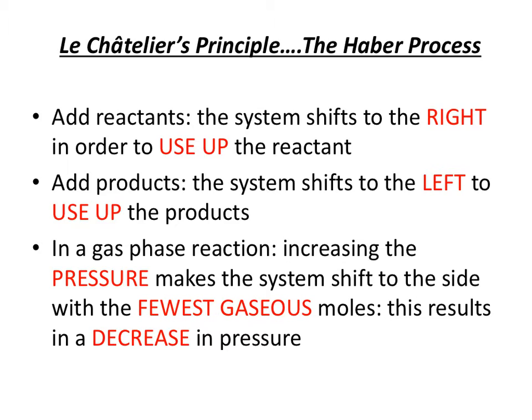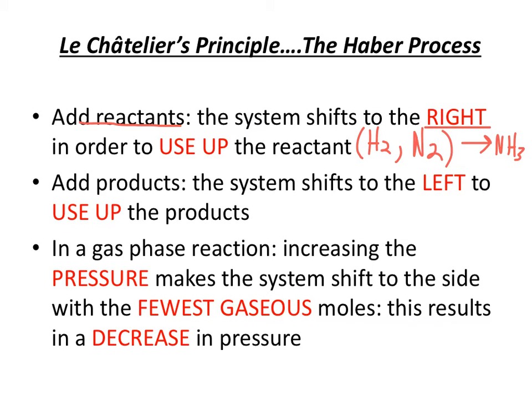So to put this in words, if we add reactants, the system shifts to the right in order to use up the reactant. In other words, if we add H2 or N2 into the system, we are going to have a shift to the right that uses up these new concentrations of hydrogen and nitrogen gas to produce ammonia.